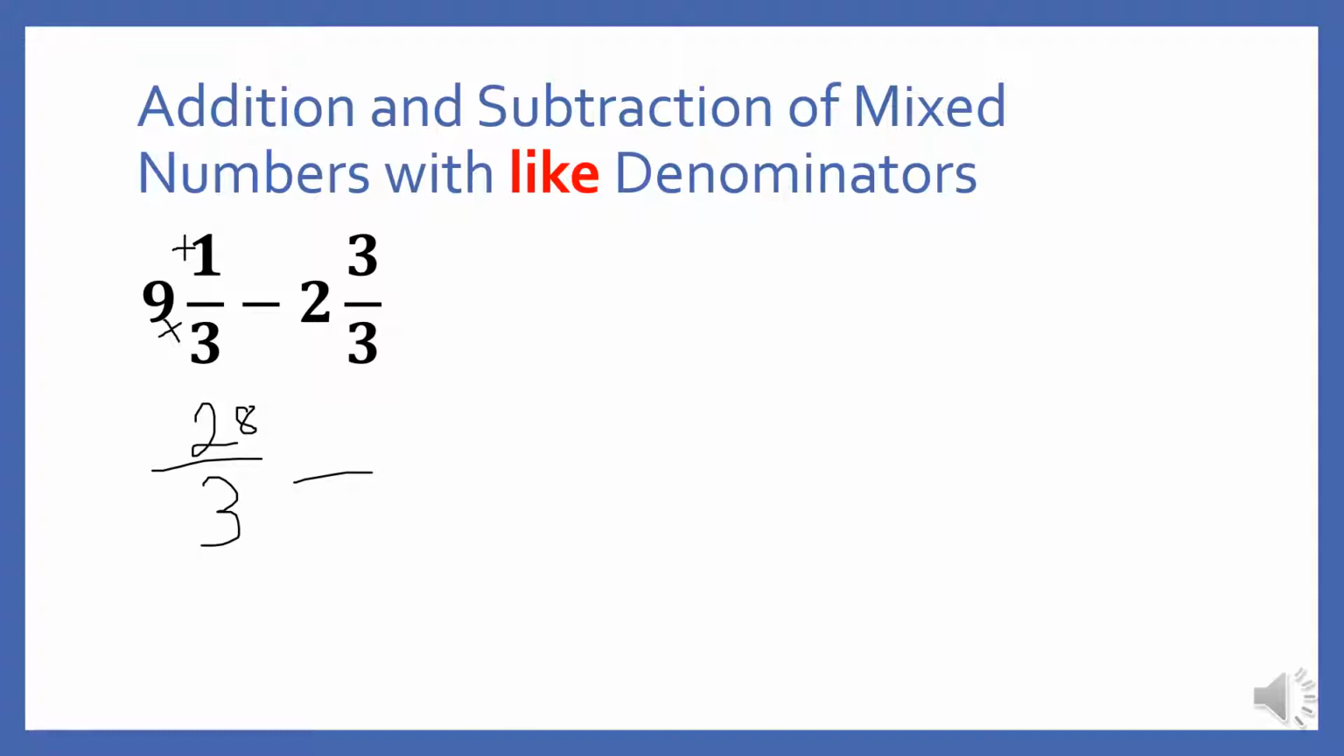Minus, I'm multiplying my whole number by my denominator and then I'm going to add my numerator. 2 3s are 6 and 6 plus 3 is 9. As we can see here, I'm subtracting fractions and I must ensure that I have common denominators. I have common denominators, so all I need to do is subtract my numerators. 28 subtract 9 is going to give me 19 over 3. And this is my answer. As I said, I'm not going to show you how to reduce fractions to its lowest form until we get to the other tutorials.